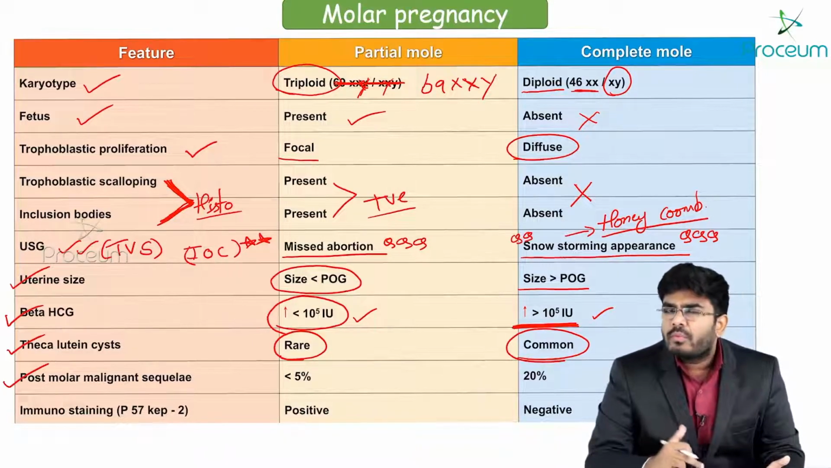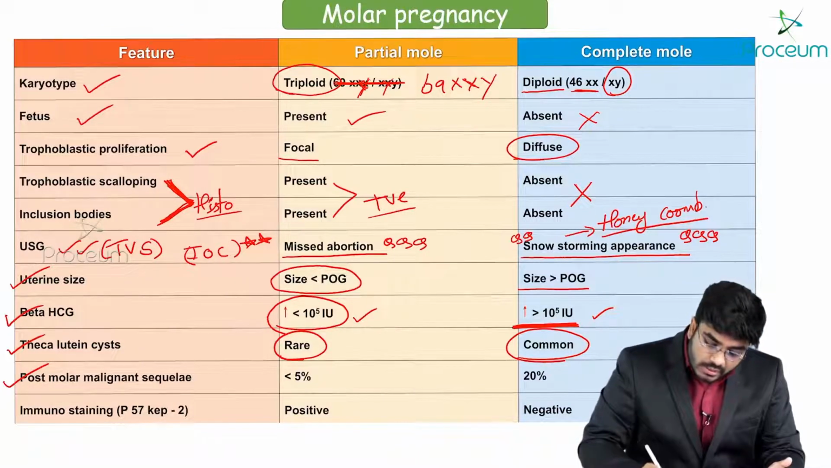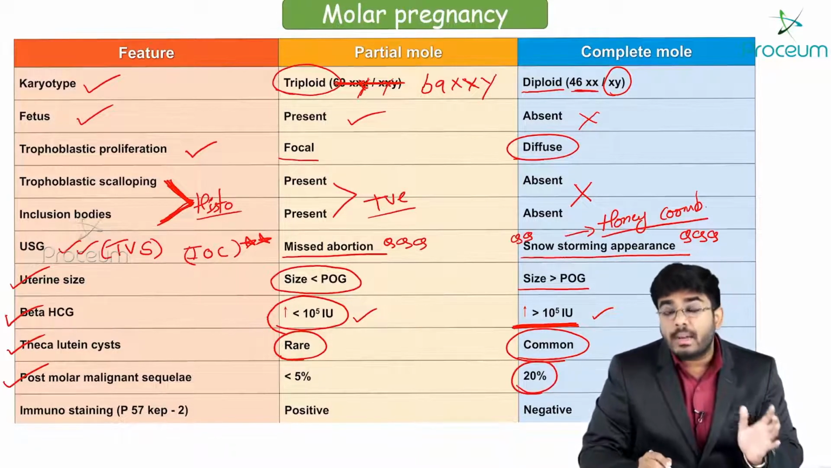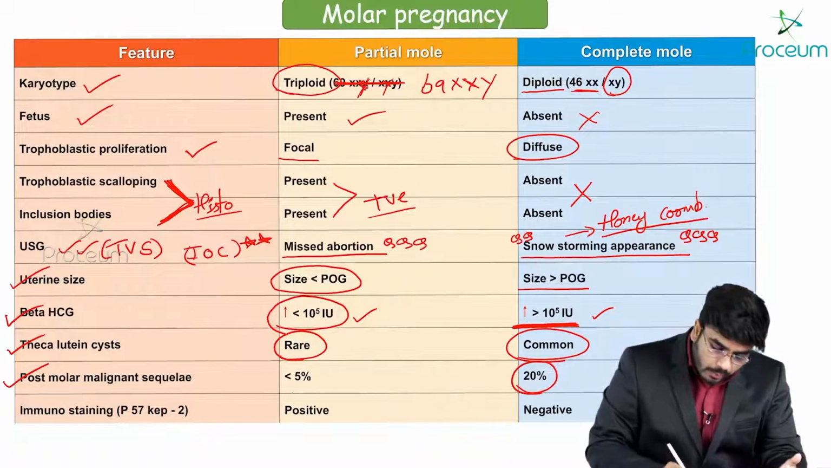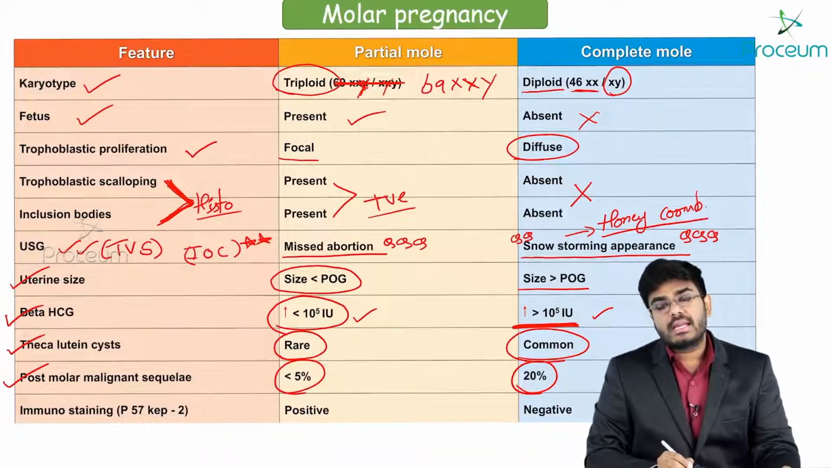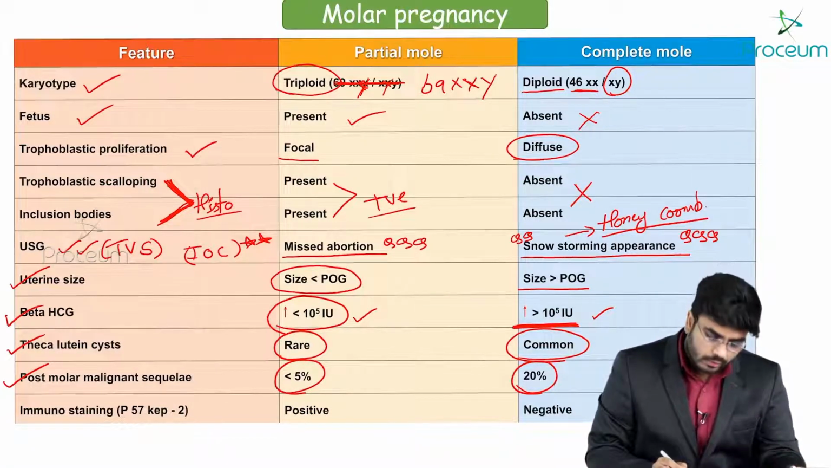Now, out of both these conditions, who is more dangerous? Yes, complete mole is more dangerous. So there is 20% chance that this complete mole can turn into gestational trophoblastic neoplasia, and in partial mole there is less than 5% chance that they can turn into gestational trophoblastic neoplasias.